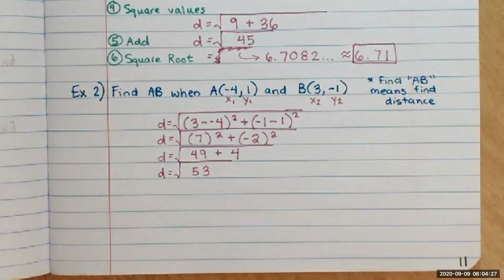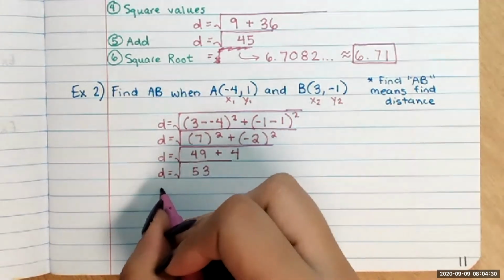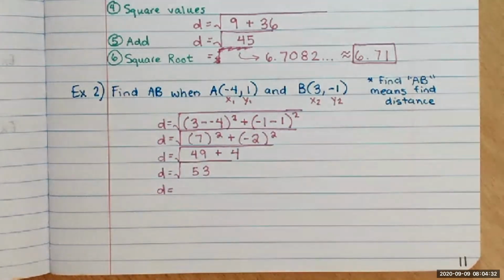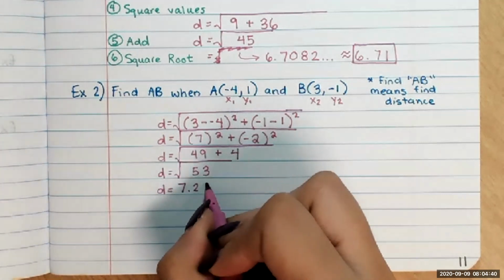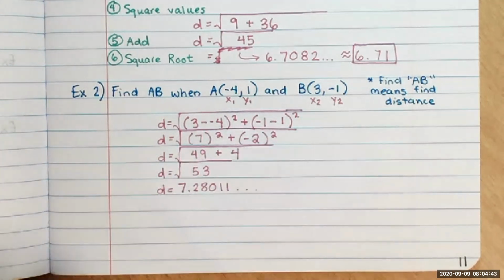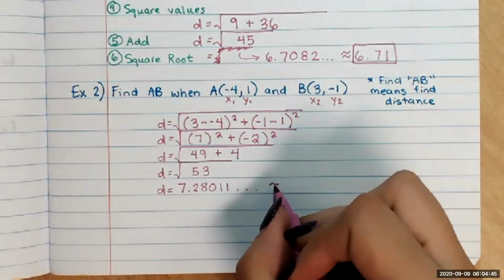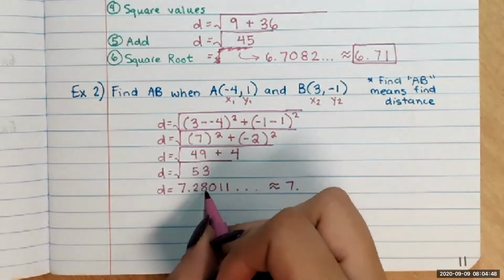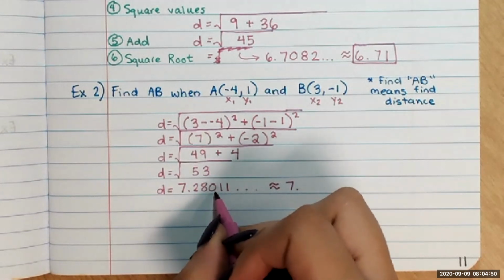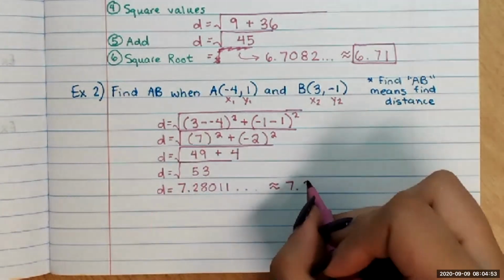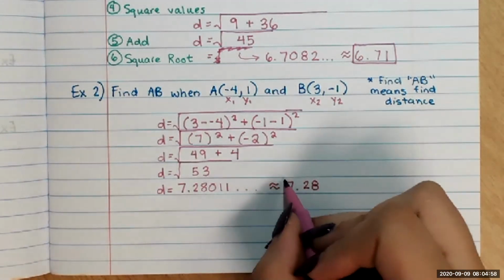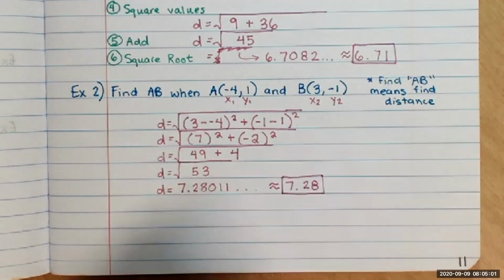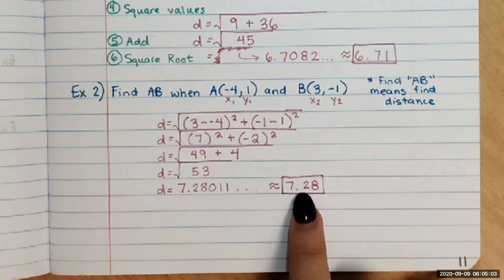And then if I take the square root of 53, again, it's going to give me a big, long, nasty number, but that's okay. I get 7.28011... So I'm going to round that to 7.28. The third number is less than 5, so I don't need to round up. I just have 7.28. On your homework, I'm going to be looking for your answers to be rounded like this.